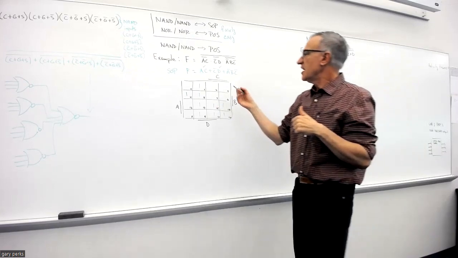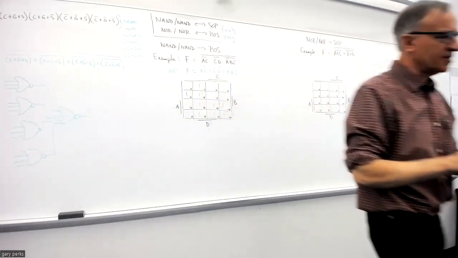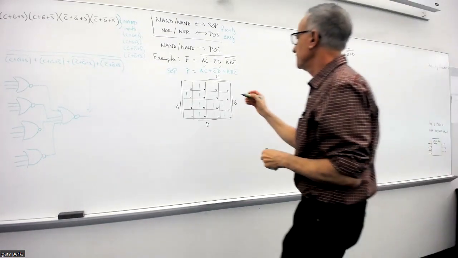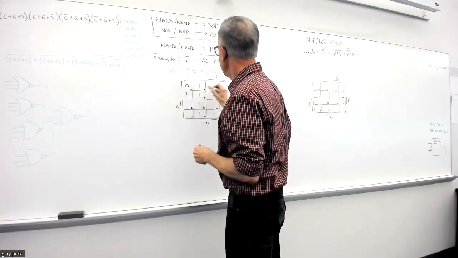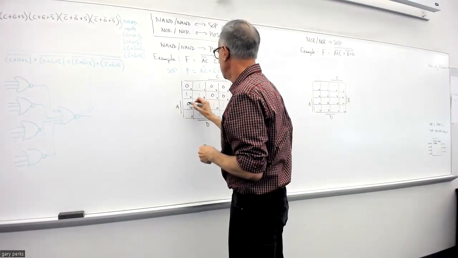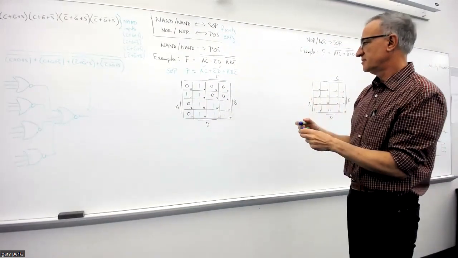All right, so that means all the other cells are zero. Actually, let me use a different color for the zeros. All the other cells here will be zero. Right, so I didn't miss any.